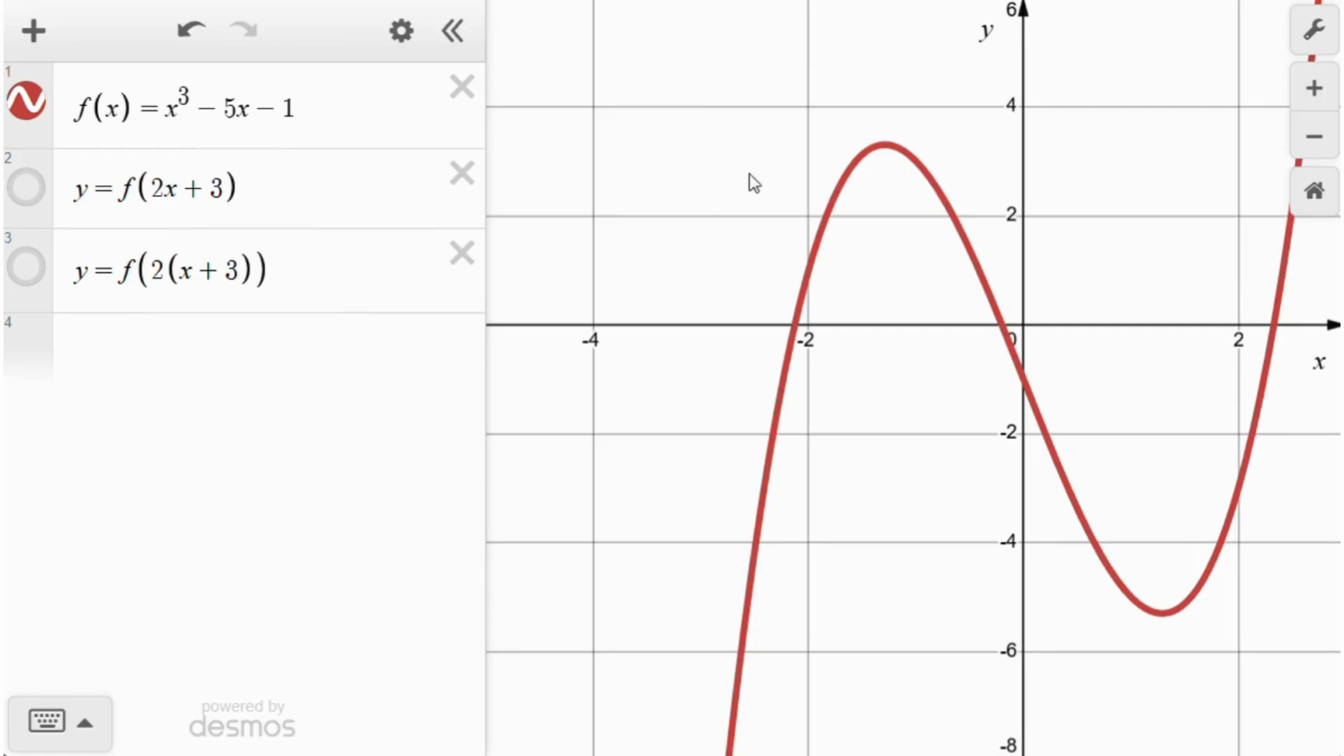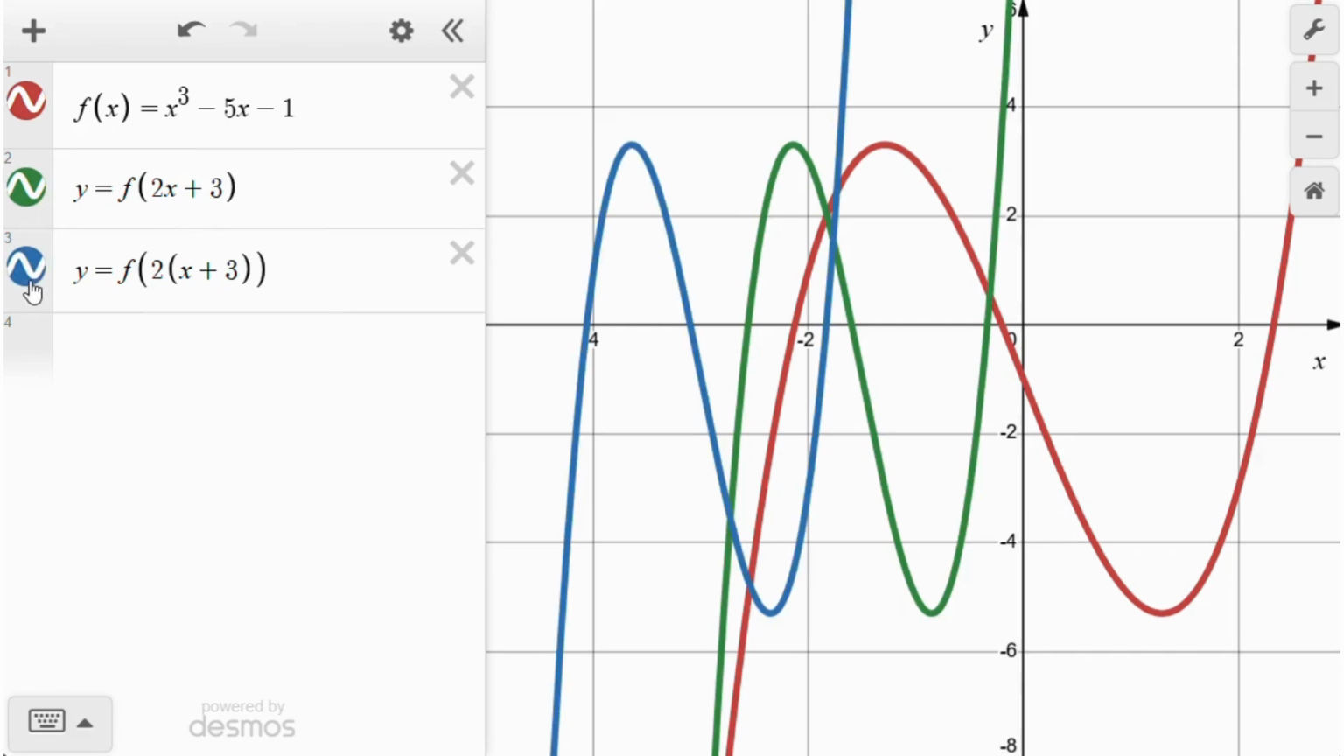So here we are looking at the graph of a function, and this function is a cubic function, but that doesn't particularly matter in this case. We could have chosen any function we want here. What we're looking at is what's the difference between f of 2x plus 3 and f of 2 brackets x plus 3. Now if we reveal these, we see that they are different functions, as we would expect, because 2x plus 3 is not the same thing as 2 brackets x plus 3.